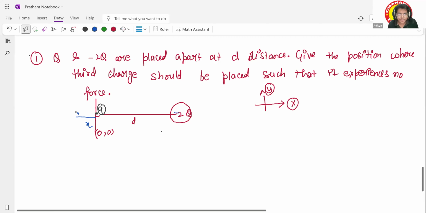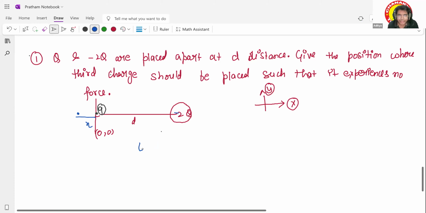What will the electric field be at this point? Because at this point I need the force to be zero on the other charge. If I need the force to be zero, that means the electric field must be zero, since I don't know what the third charge is. So I will find the position where the electric field comes out to be zero.